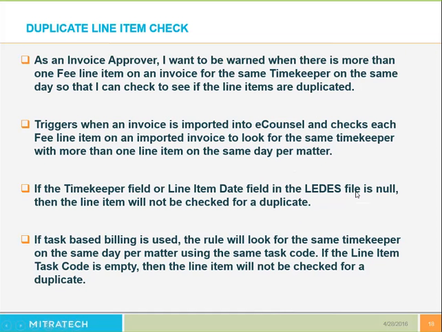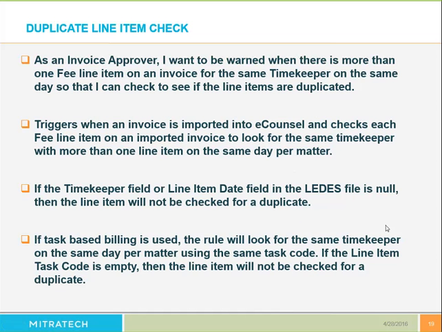The duplicate line item check. Sometimes you want to know if there's more than one fee line item on an invoice for the same timekeeper on the same day for the same things. This rule triggers on import as well, and it checks each fee line item on the invoice to look for the same timekeeper with more than one line item on the same day per matter. If it finds one, it's going to either reject it or allow it in, depending, again, on your encryption levels.